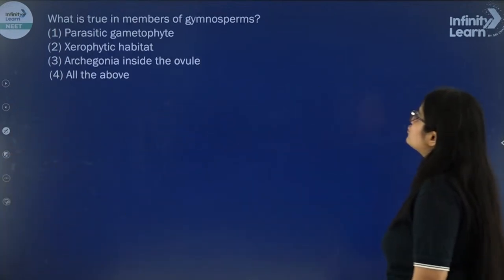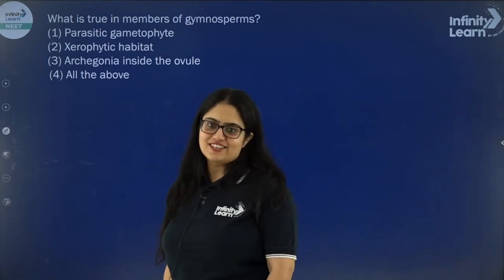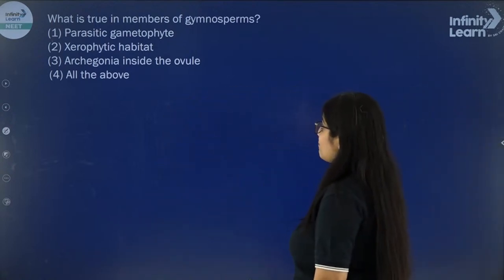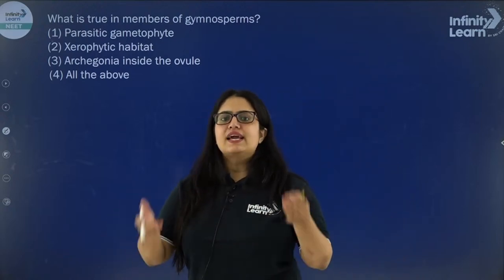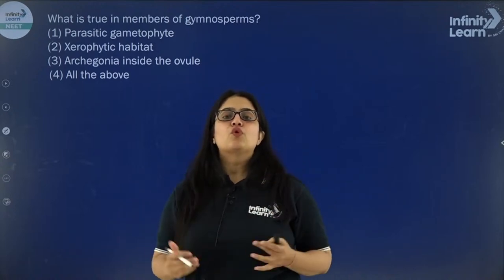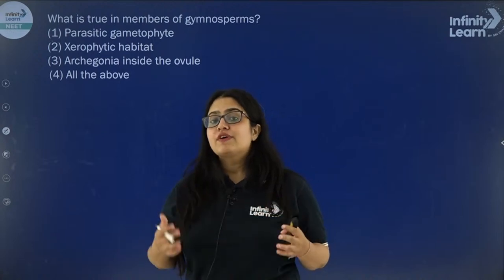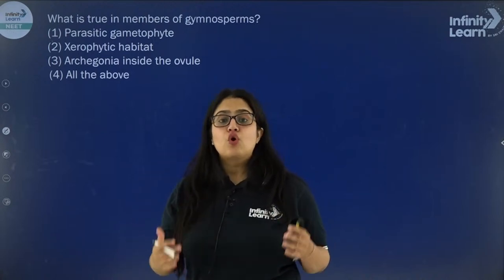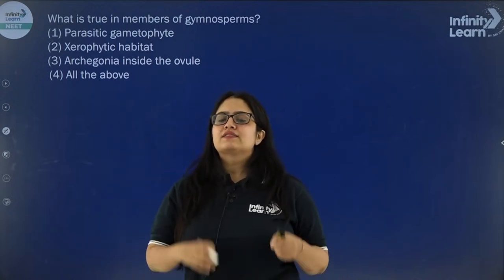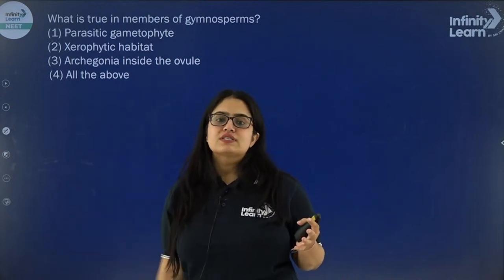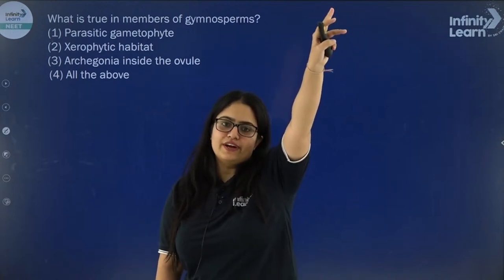Next question. What is true in members of gymnosperm? So, let's find out which of the following characteristics is true for gymnosperm. They have parasitic gametophyte. That's right, my dear students. Male and female gametophyte are produced over the parent sporophytic body. The gametophytic generation in gymnosperm is not at all independent. They are retained on the parent body, and this is also one of the reasons leading to the seed habit in the gymnosperm, which was absent till pteridophyte.